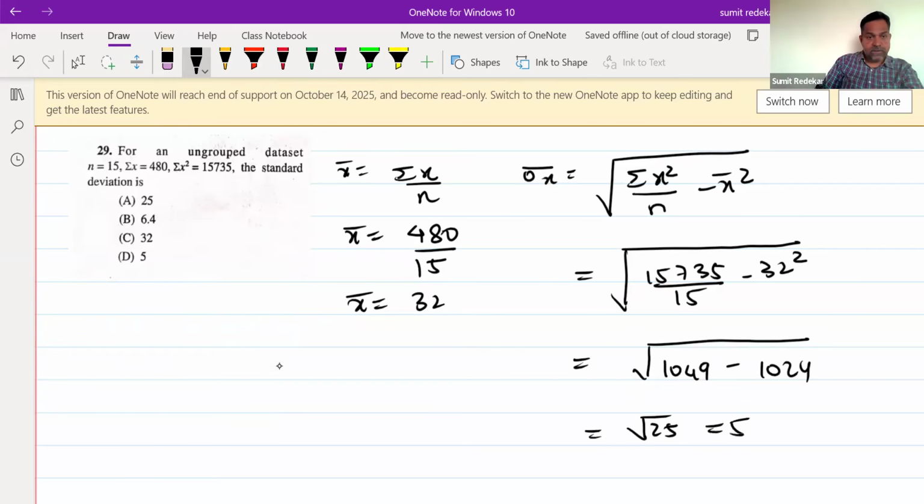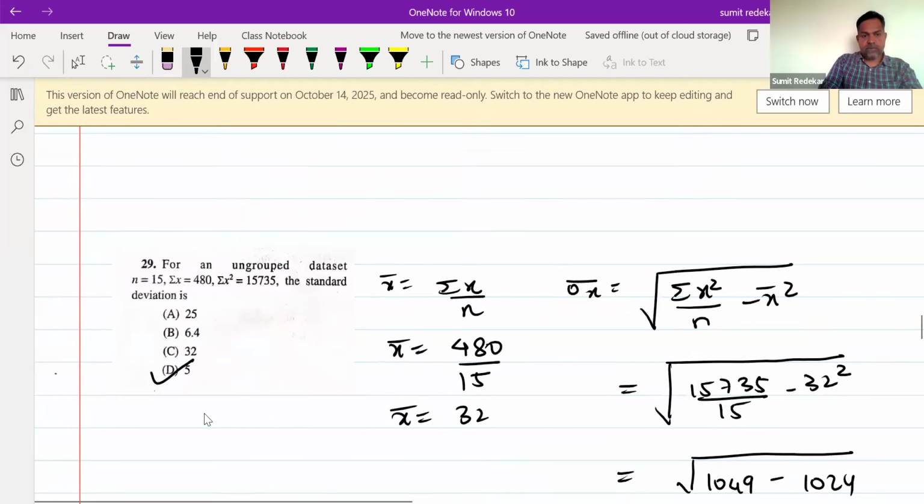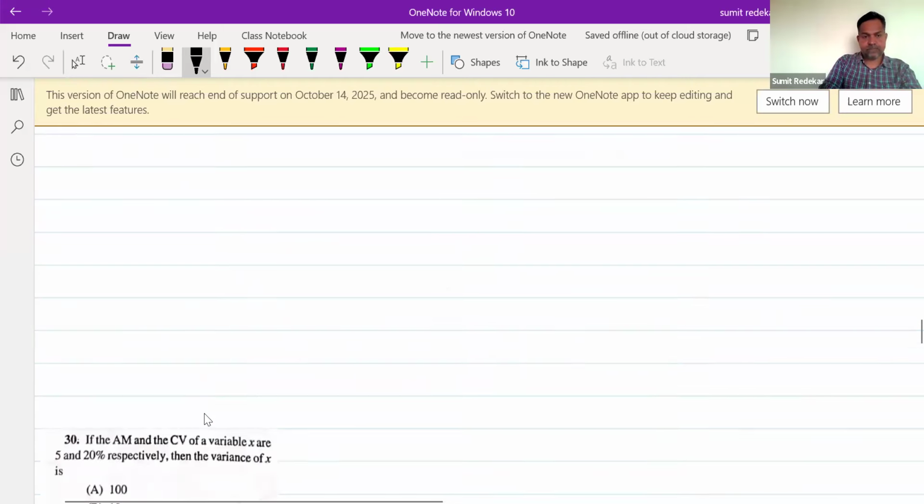They've asked for the, देख लेना 5 और 25 दोनों ऑप्शन है, स्टैंडर्ड डिविएशन, तो आंसर डी होगा. The answer is going to be 5. That is question number 29.